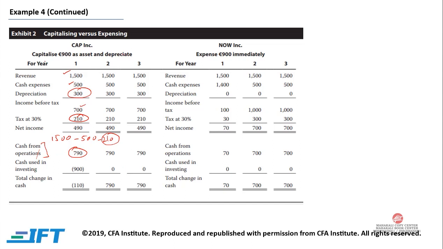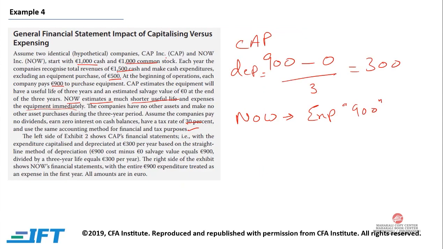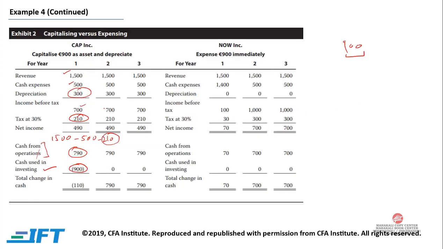We are also buying $900 worth of machinery. So this would come under cash used in investing. So the equipment is of $900. Next year again, same thing, and cash from operations would be 790. That is 1,500 we are taking as revenue, 500 as your expense, and both of them are cash revenue and cash expense.